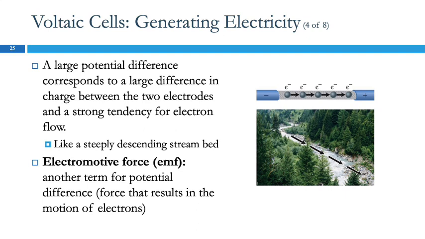So if we have a large potential difference, we'll get a strong tendency for electrons to flow, just like in a steeply descending stream bed. The electromotive force, which is abbreviated EMF, is another term used to describe the potential difference. This potential difference is a force that results in the motion of electrons, so electromotive force.